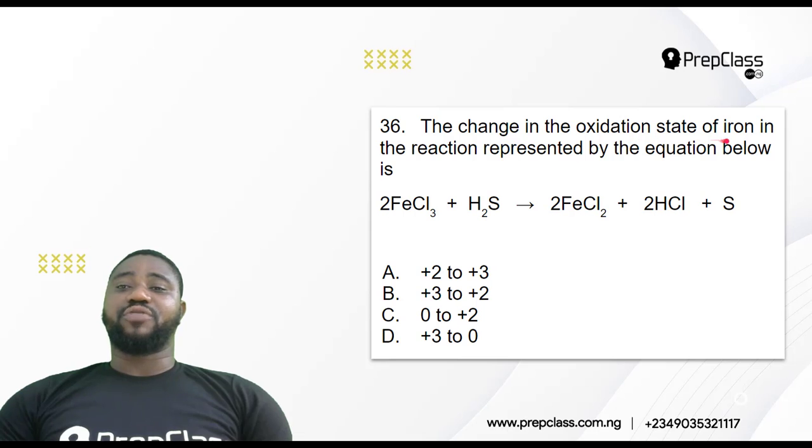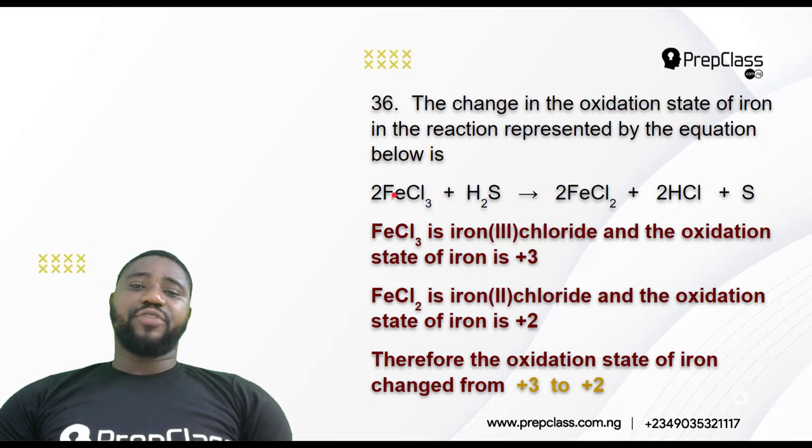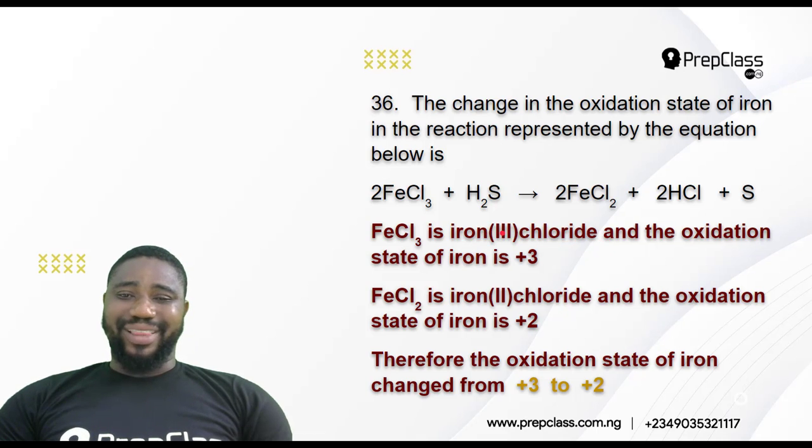Now they've given us FeCl3 plus H2S to give you FeCl2 plus HCl plus S. So what's the change in oxidation state of iron from here to here? Now you should know that FeCl3 is iron 3 chloride. Once you see this word iron 3 chloride, it means that the oxidation state of iron there is plus 3. It's as simple as that.